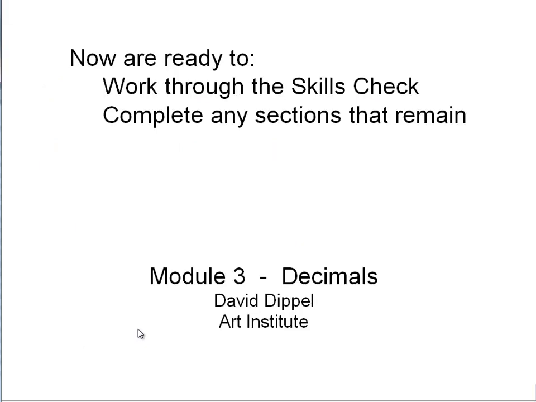So at this point, we're now ready to work through the skills check. So please go back, take your worksheet, work through the skills check, and once you complete the skills check, go ahead and submit it, and then check to see which modules remain that you still haven't done. Again, this doesn't cover everything, but if you'll check the ones that remain, then you can get those. Hopefully you've cut out a lot of those.